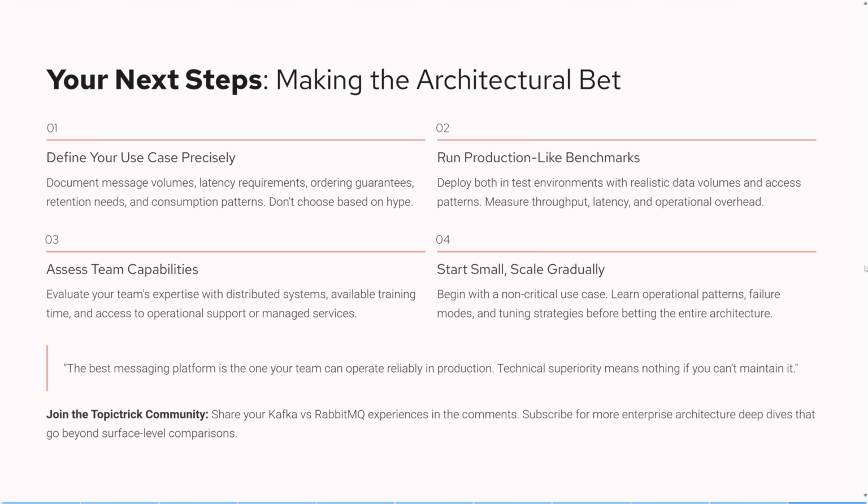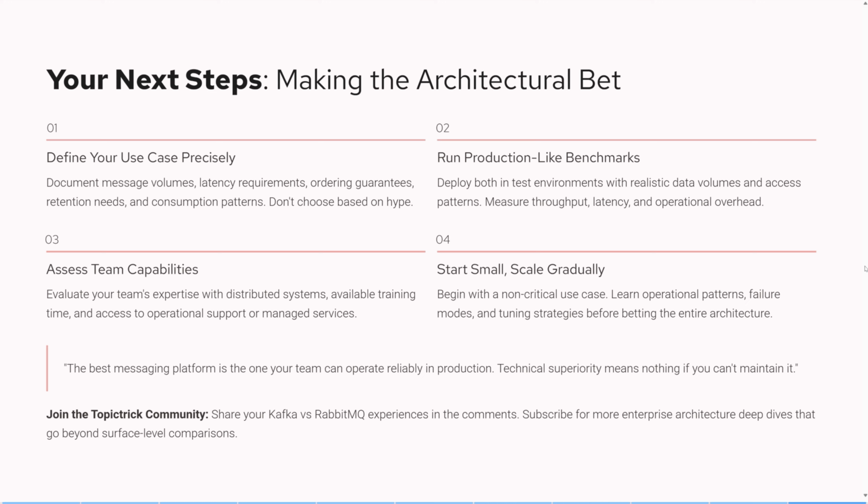Before making the final architectural bet, clearly define your use case. Document your message volumes, latency requirements, and retention needs. Assess your team's skills and operational maturity. And most importantly, start small and scale gradually, learning the system's behavior before committing it to mission-critical workloads.